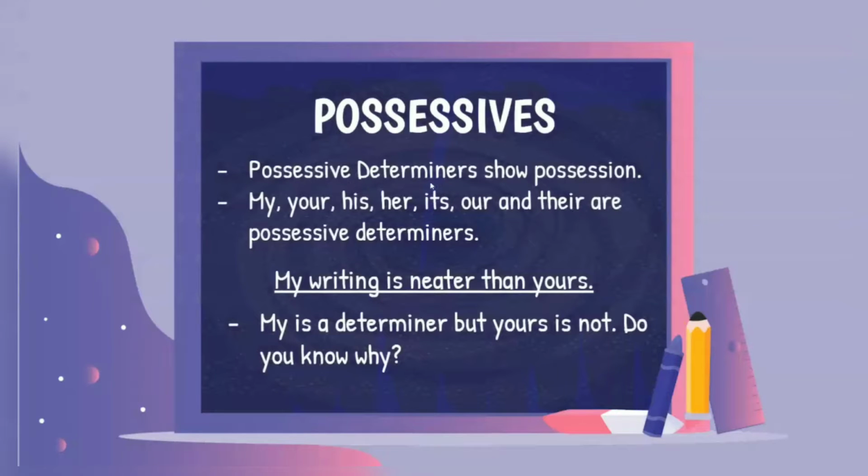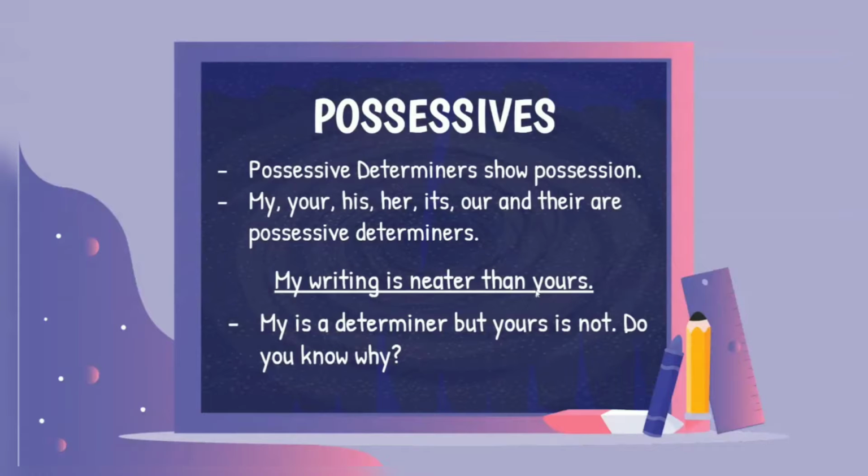First, possessives. Possessive determiners show possession. As the name suggests, they will always show possession. My, your, his, her, its, our and their are possessive determiners, and like I told, always and always they have to be placed before a noun.